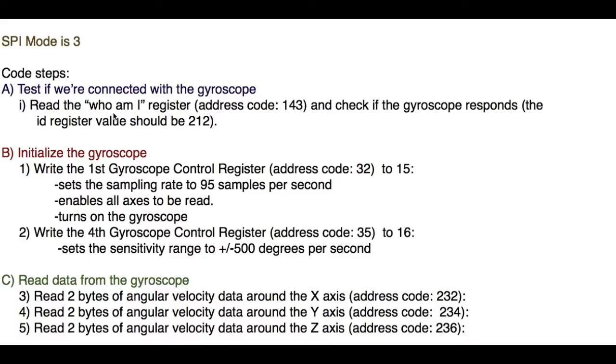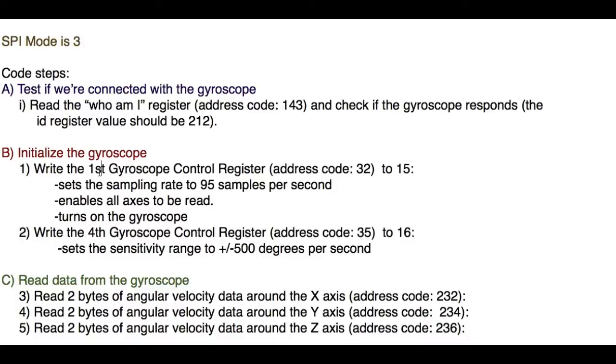So we're going to be reading the Who Am I register, or the ID register of this gyroscope. The address code is going to be 143. This includes the read option for it. And then we're going to check if the gyroscope responds. And if it outputs 212, that means we are connecting with the gyroscope and we can actually talk with the gyroscope.